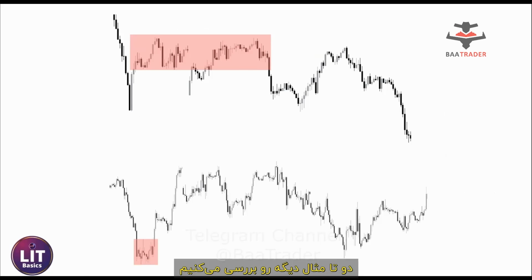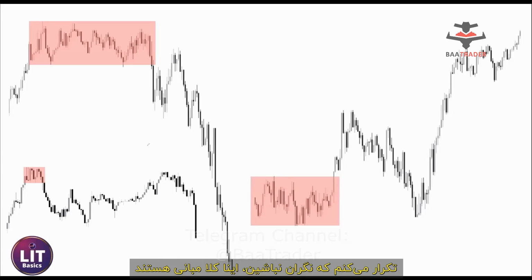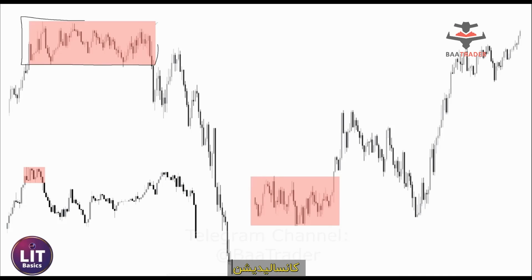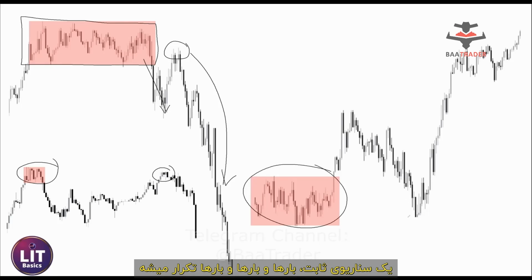We'll just go over a couple more. Again, don't worry, these are complete basics. So if you're thinking, why is he going over this? We're just making sure everyone is at the same point. So again, consolidation, pushes away, revisits, continues. You get the idea. Same thing again and again.